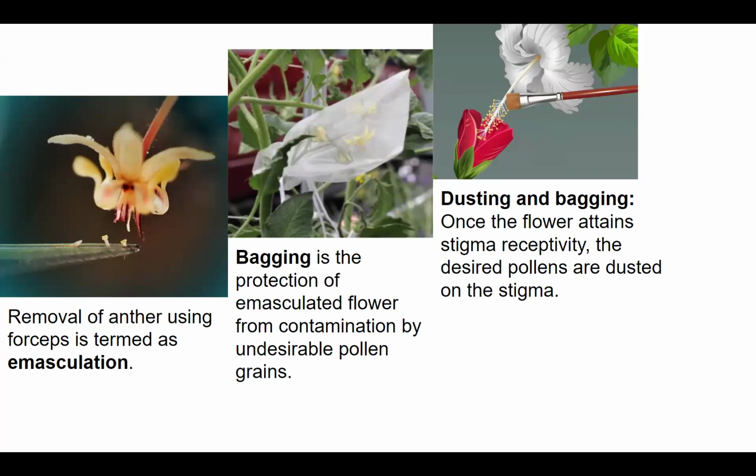Next, I come to bagging, so that no other anther or pollen should hit or sit on the stigma. Hence, I bag it well, and so no undesirable pollen grains will sit on the stigma. Once the female part, the stigma or the ovary, gets matured, I will dust the desired anther onto the stigma of the flower which was bagged, and then I will again bag it and tag it.